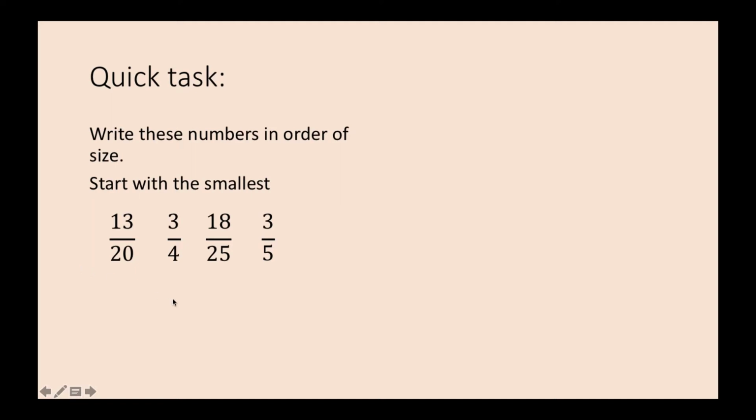So if you haven't noticed already, all of these numbers on the bottom, they all go into 100. Right, so that means that 100 can go on the bottom of all of my fractions. All right. So then what do I do to 20 to get 100? What did I times by?